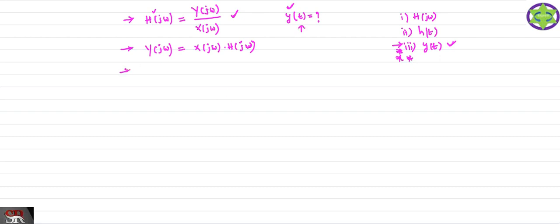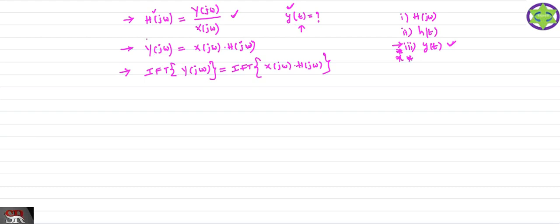So for that you are going to apply the inverse Fourier transform on both sides of the above equation. What is the inverse Fourier transform of Y of j omega? I want the response, so the response is y of t here. So the inverse Fourier transform of X of j omega multiplied by H of j omega gives the response y of t in the time domain.